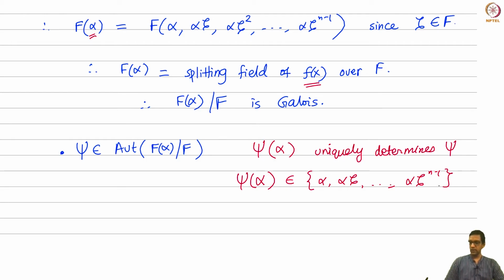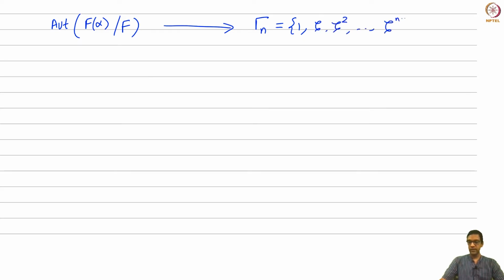Okay, so now point is, let's just define a map. So I'm just going to take the nth roots of unity: 1, zeta, zeta squared, up to zeta^(n-1). Okay, so I'm calling this Gamma_n, the nth roots of unity. These form a group under multiplication. Okay, so what we'll now do is we will define a group homomorphism between these two groups. So this is a group under multiplication.